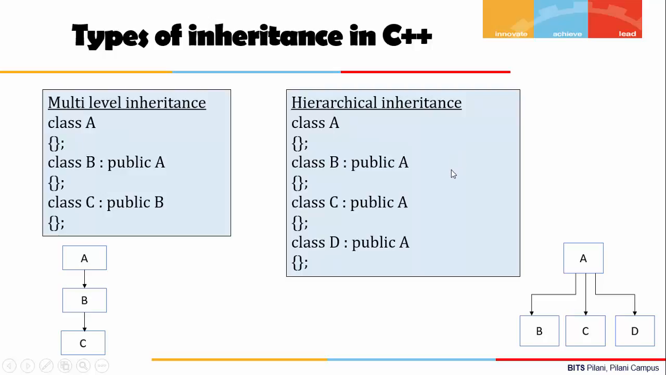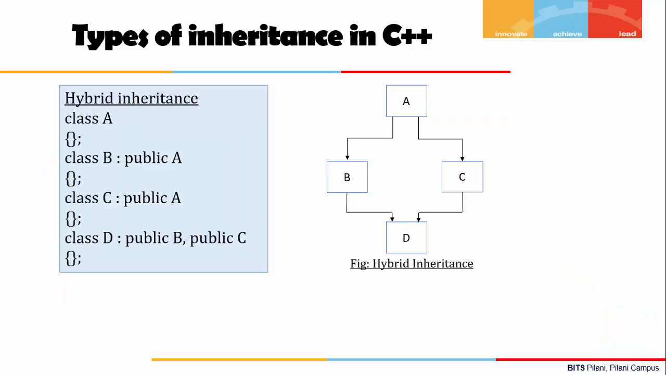Then we have hierarchical inheritance. In this type of inheritance, multiple derived classes inherit from a single base class. That is, this is the inheritance hierarchy wherein multiple derived classes inherit from one base class. Then hybrid inheritance reflects a mixture of two or more types of inheritance. So we are deriving from the same class and again deriving to one same class. These are the different types of inheritance.